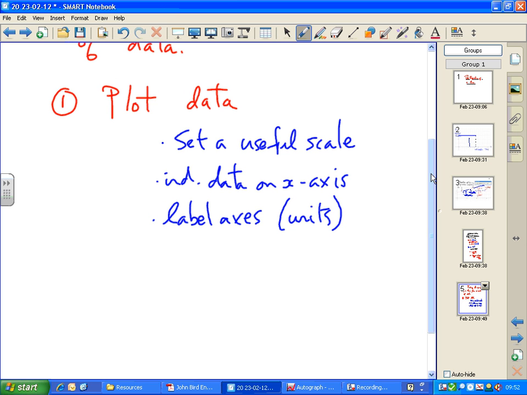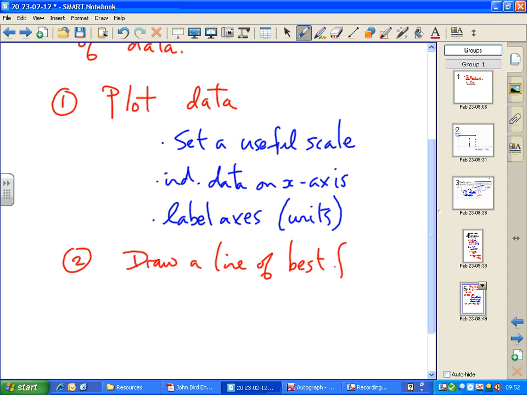And then we draw a line of best fit. Not always is it going to be a straight line, so we would draw a freehand curve if it's suggesting a freehand curve through a set of data. Best fit means go through the middle of the points as far as you can. Okay.